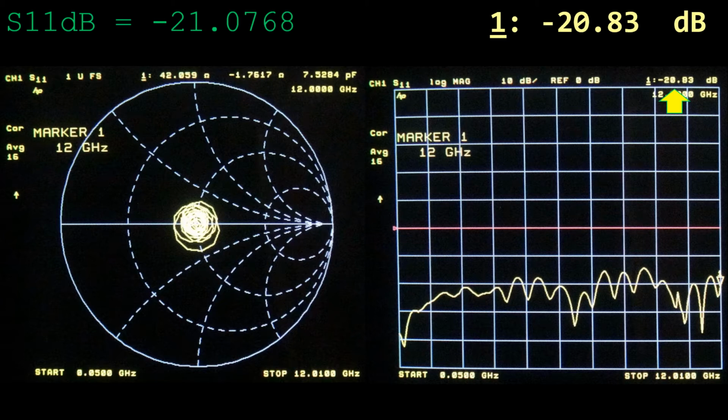The logarithmic plot enables us to easily identify the frequencies at which the matching is worst. In this case, the worst frequency is around 9.1 GHz, where the return losses are around 14-15 dBs.